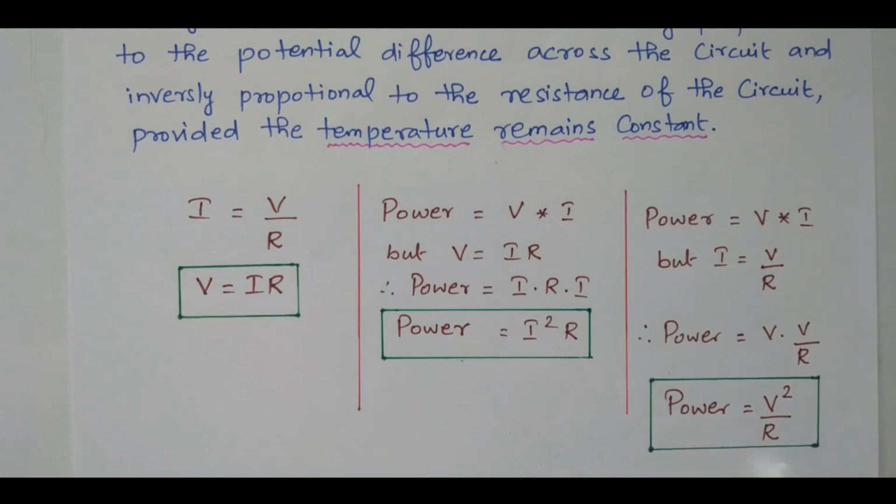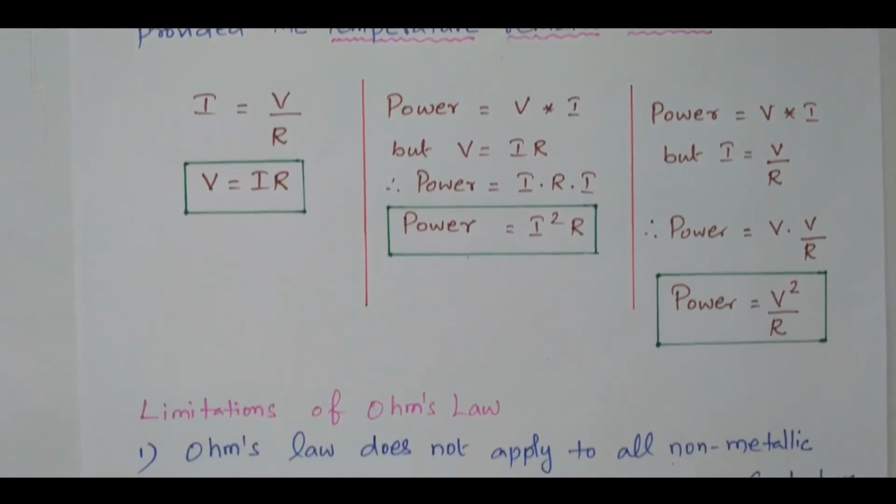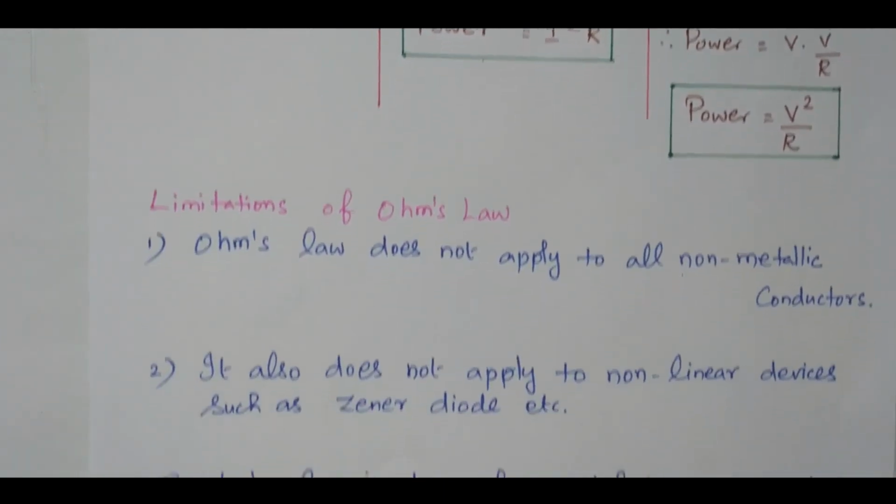So we got different expressions for power. This is the general expression, voltage into current. This expression is based on current and resistance, I square R. This expression is based on voltage and resistance, V square by R. So three different formulas are available, and based on our requirement and the data, we can use any of these formulas. Now we'll go to the limitations. What are the limitations of Ohm's law?